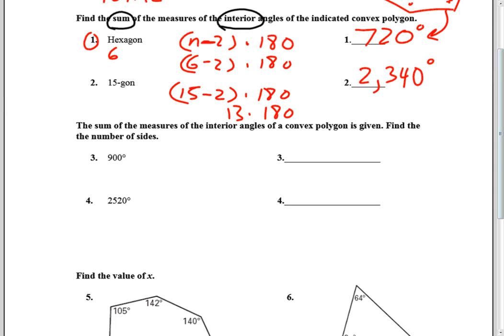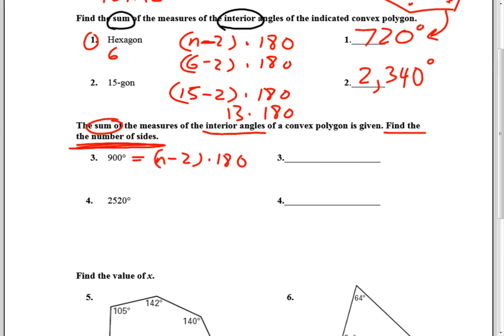Second section. It still says sum. It still says interior, but this time we are finding the number of sides. Backwards. We're working backwards. What is the variable that we're using for the number of sides? N. Anytime you're looking for a variable, you probably should set up an equation.